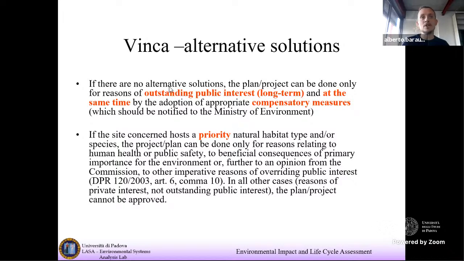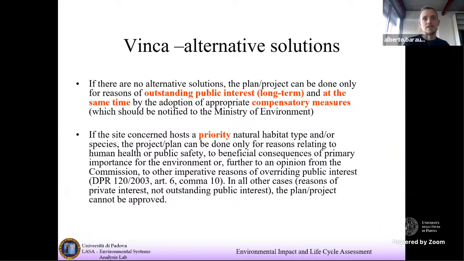If you find no practical alternative solution, the plan or project can only be done for reasons of outstanding public interest. So in a long-term perspective. And at the same time, by the adoption of compensatory measures.